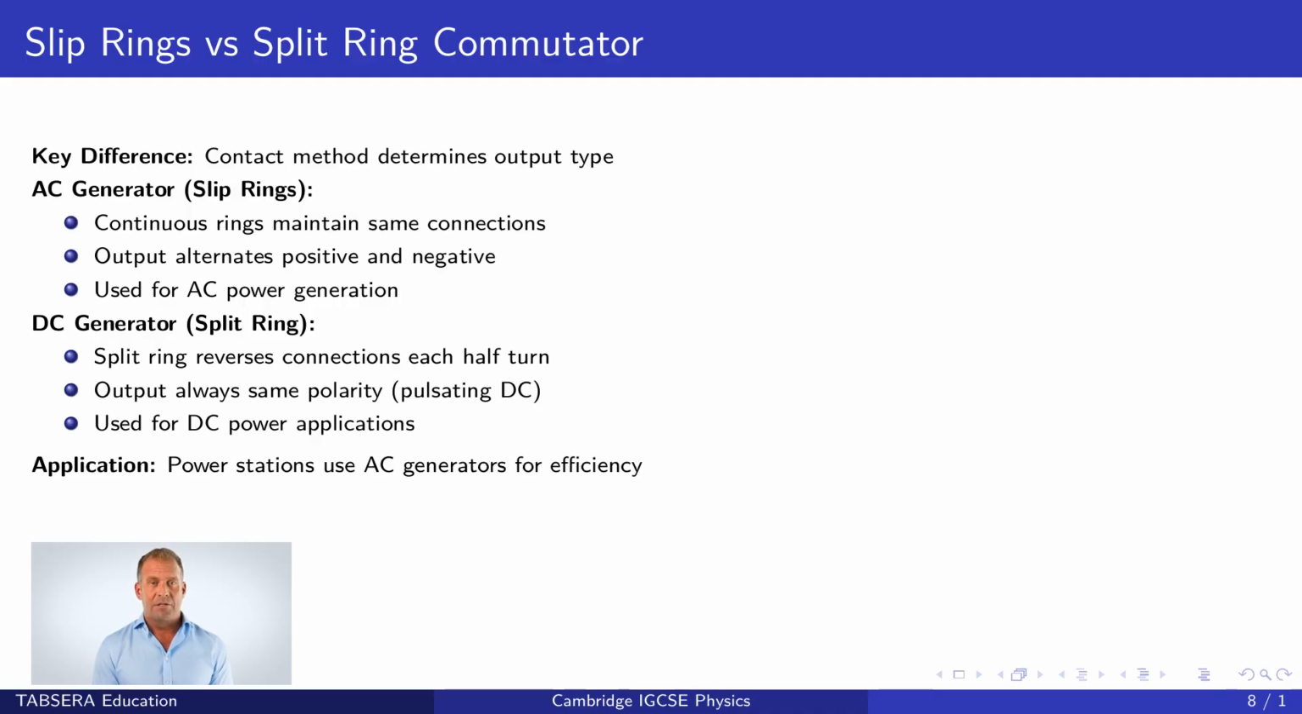For DC generators using split rings, the split ring reverses connections every half turn, so output maintains the same polarity, creating pulsating direct current used for DC applications. In practical applications, power stations use AC generators because AC can be easily transformed to different voltages for efficient transmission over long distances.